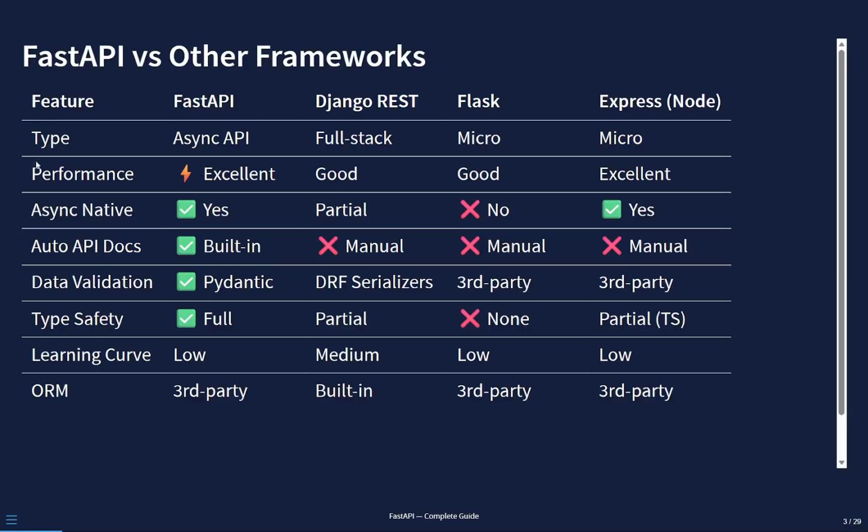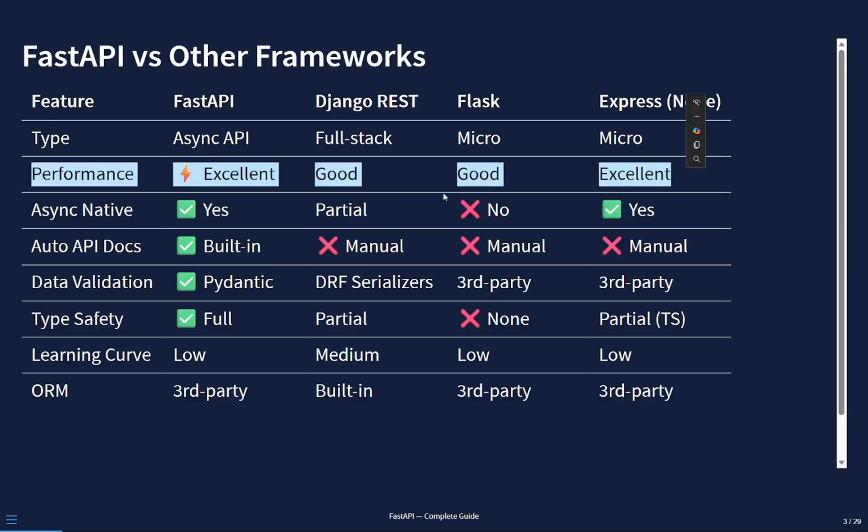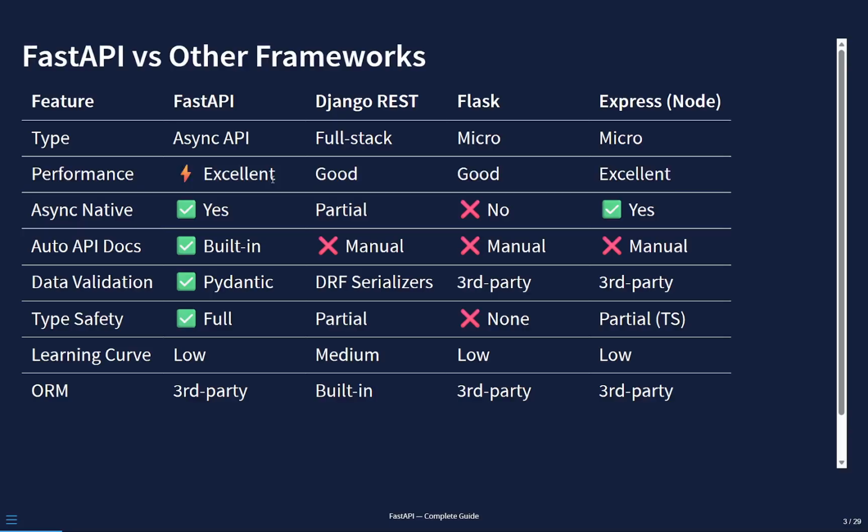Performance. FastAPI is rated excellent. It is genuinely one of the fastest Python frameworks. Django REST Framework and Flask are good. They're synchronous WSGI frameworks built for solid throughput but without native async. Express in Node is also excellent, in the same tier as FastAPI.